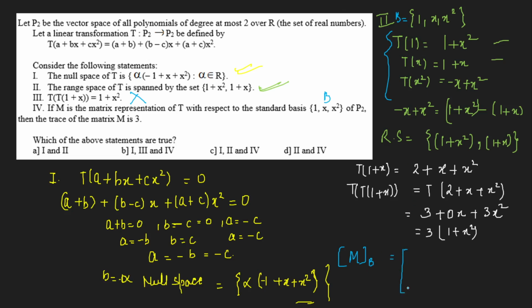It is 1 plus x square, that means 1, 0 and 1. Then we have 1 plus x, so that means 1, 1, 0, and then we have minus x plus x square, that means 0, minus 1 and 1. So I can see that the trace of M is equal to 3. So that means the fourth one is correct. So first correct, second correct, fourth correct, but third is incorrect. So which option matches? Option C matches my answer. So here C is the correct answer.